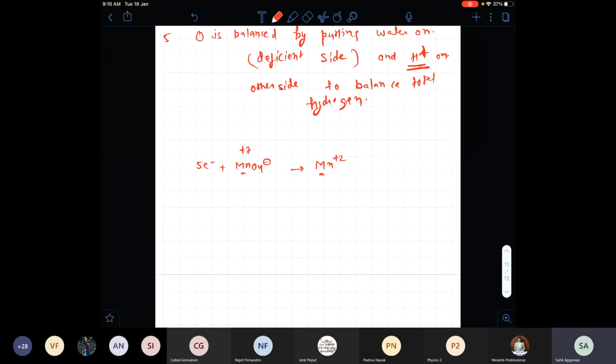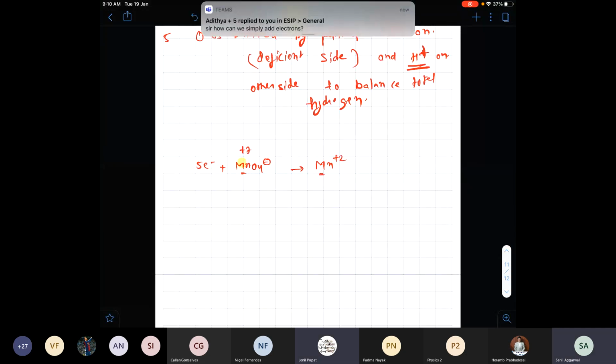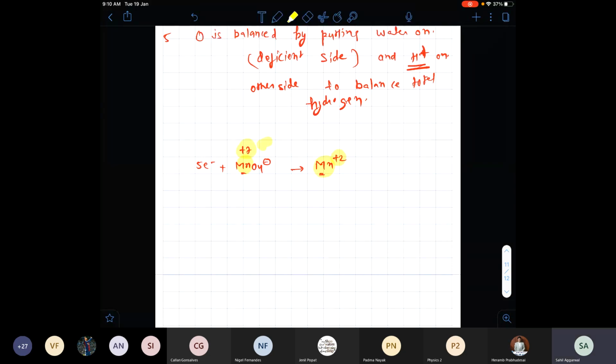Any doubt in this? Can you explain it again, please? Here we have 1 Mn atom. Here we have 1 Mn atom. Here we have plus 7 charge. Here we have plus 2 charge. The difference is 5. So add 5 electrons to the left hand side.